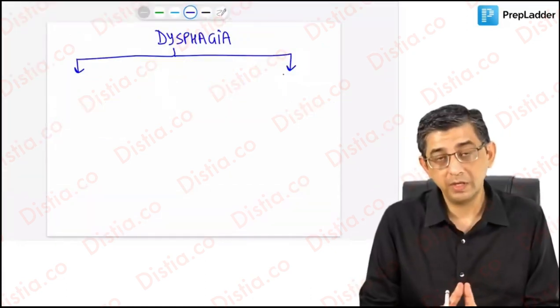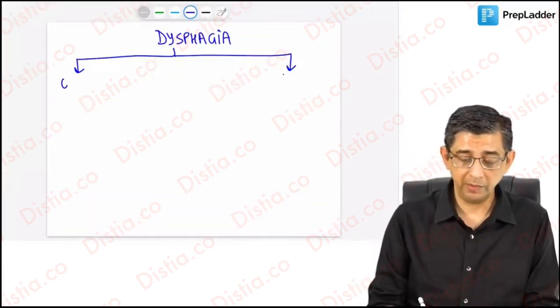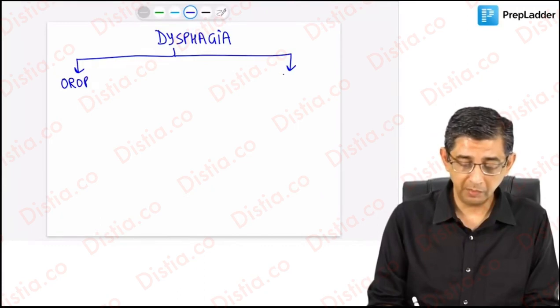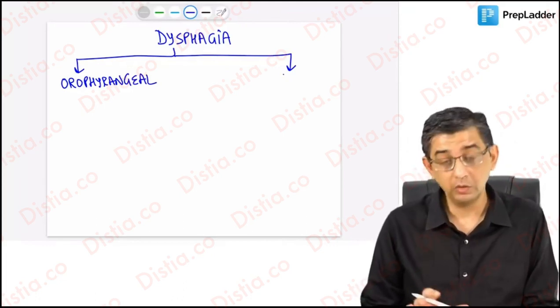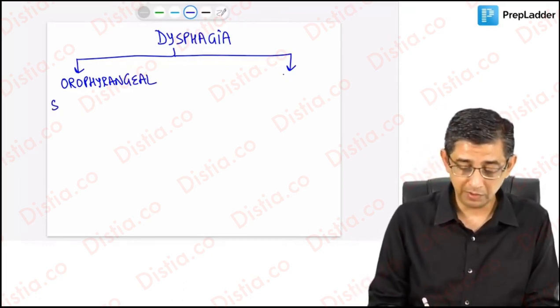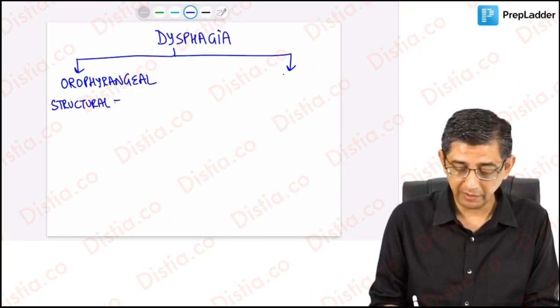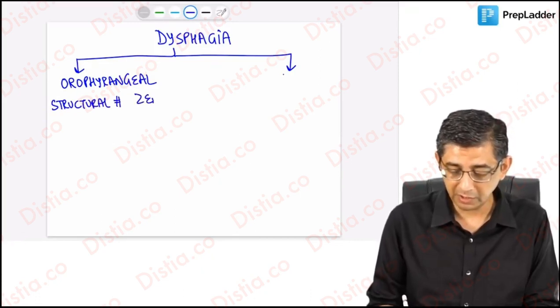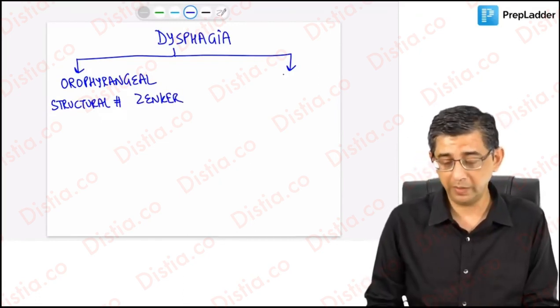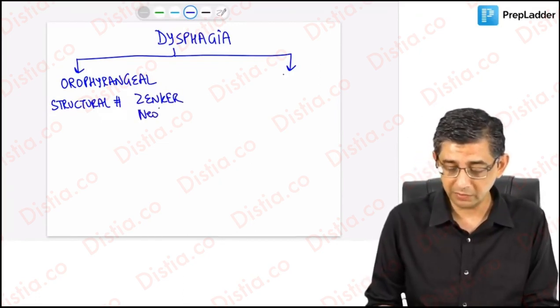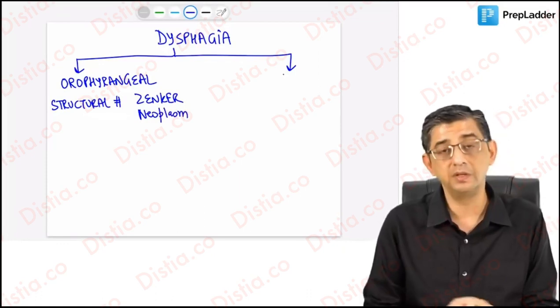I would like to now summarize the topic of dysphagia. I would like to subdivide the discussion into two parts. One can be oropharyngeal causes and second can be esophageal disorders, which can explain the symptom. For the oropharyngeal component, one can be structural defects. One of the common structural aspects that I've highlighted is Zenker diverticulum, which was having non-progressive dysphagia. But you also need to keep in your mind regarding neoplasm, which will be having a progressive manifestation.